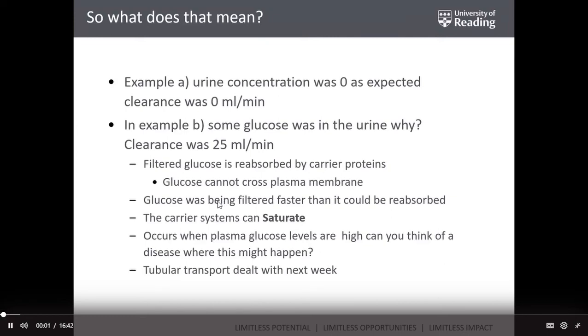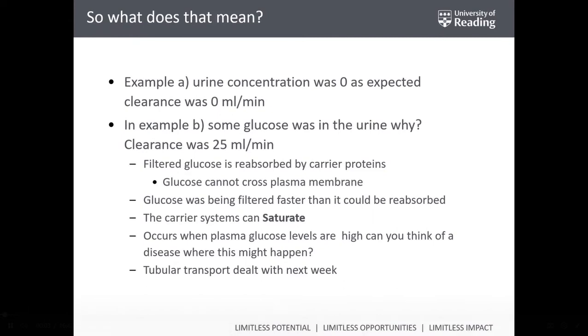So to make sure that we made this clear, right? In example A, the urine concentration was 0 as expected, so the clearance was 0 milliliters per minute. While in example B, the clearance was 25 milliliters per minute. There was glucose in the urine because glucose cannot cross the plasma membranes. It gets filtered through the slits and the fenestrations, but it cannot be reabsorbed by simple diffusion.